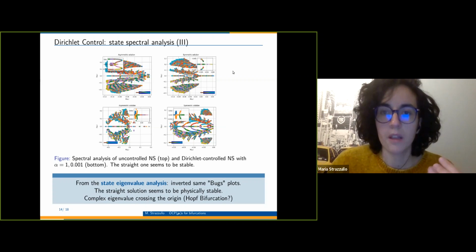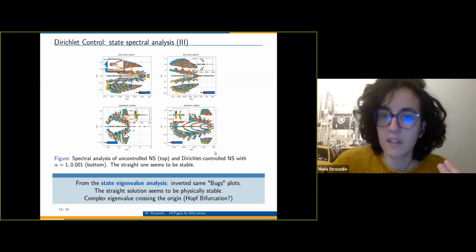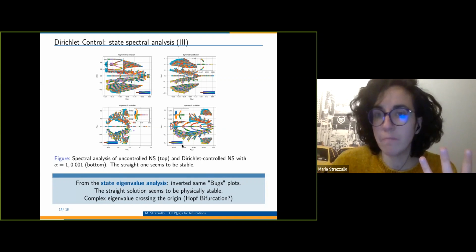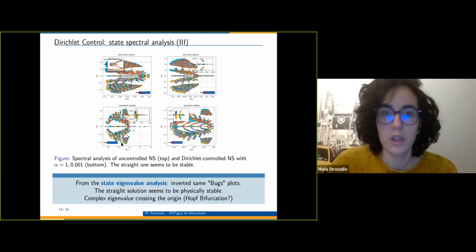Okay, now what happens in the Dirichlet case? Look at this. So you have the straight one, but if you look at the eigenvalues, they are all negative. So actually, the solution that we found with the alpha equal to 1 gives you a straight solution and a stable straight solution. So we reached somehow our goal.